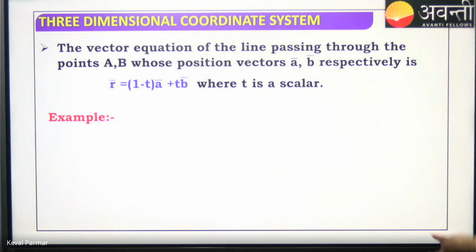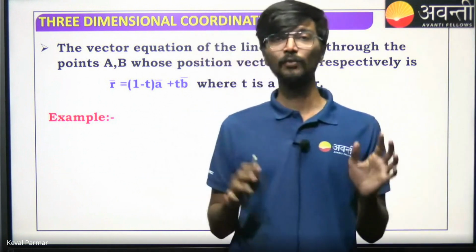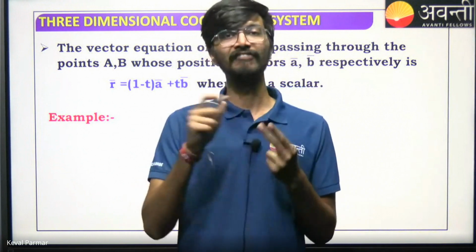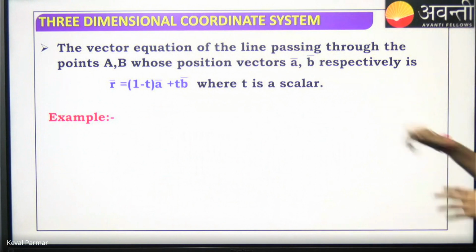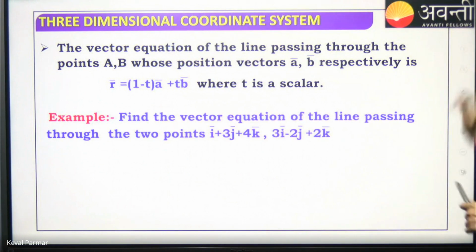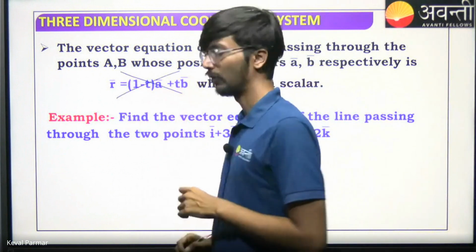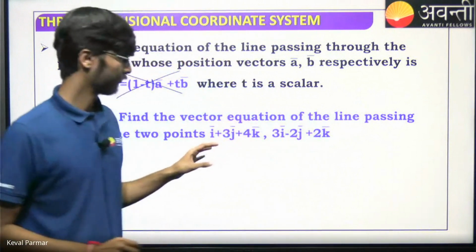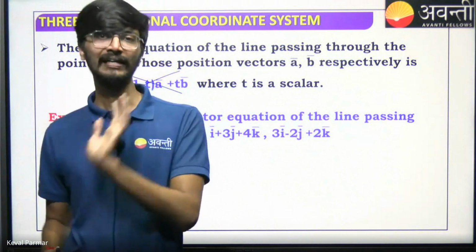Now, this is something you need to remember. Why? Because we need two things, a point and a vector along the line. So let's look at the example first. We'll never use this form, because let's get this equation by using a normal concept, that is point and DRs.